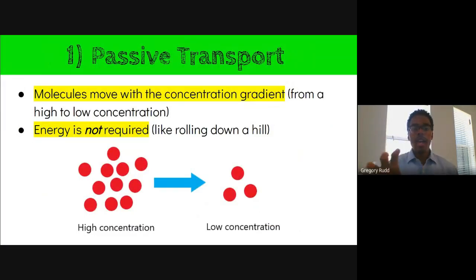The first of two broad categories that we'll talk about is passive transport. So again, you should be writing down the things that are highlighted in yellow. And you should also write down the title of the slide. So passive transport. This means molecules moving with the concentration gradient, meaning they move from an area of high concentration to an area of low concentration.